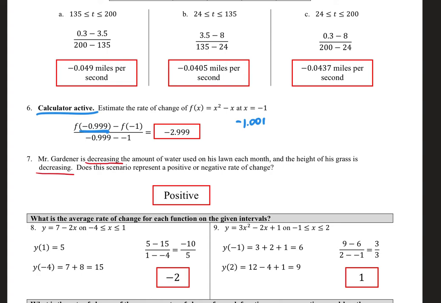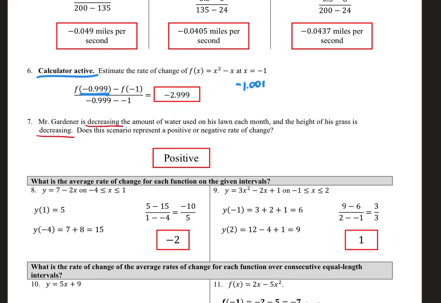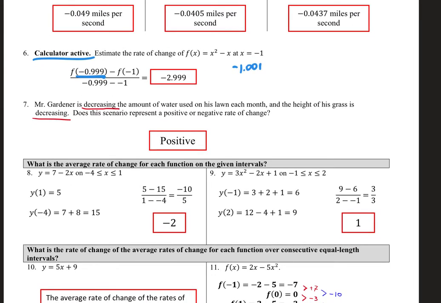All right, obviously being able to identify if it's got a positive or negative rate of change, which means this would be concave up, or concave down. Make sure we know that those both mean the same thing.